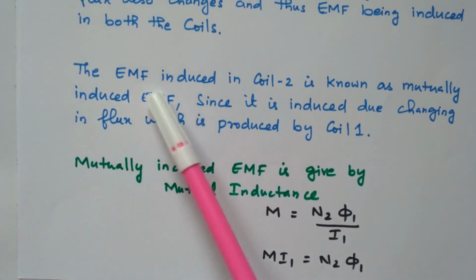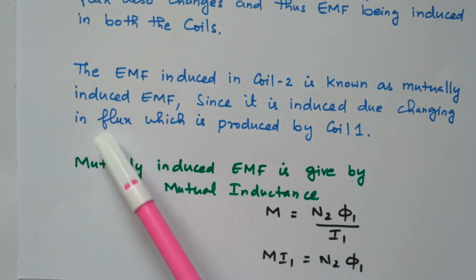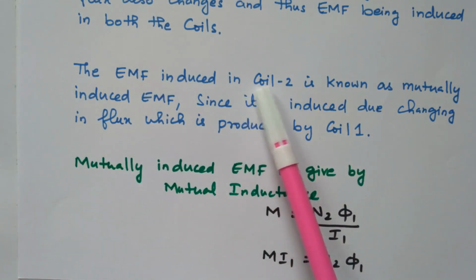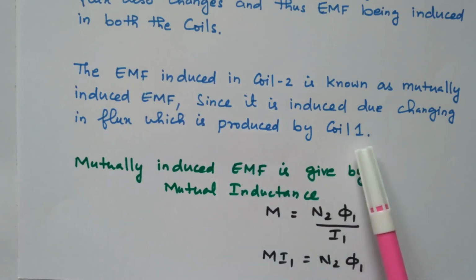The EMF induced in coil 2 is known as mutually induced EMF, since it is induced due to the change in flux which is produced by coil 1. The EMF produced is due to the flux linkage from the other coil, so it is called a mutually induced EMF.